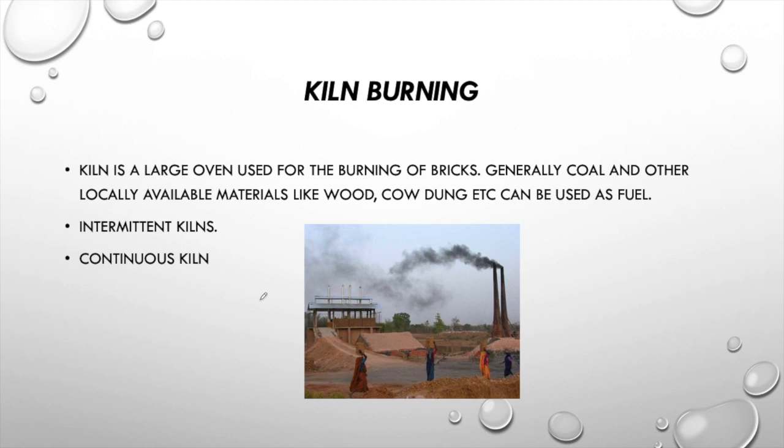Now in the kiln burning, or at the bhatta, you can see the kiln is a large oven used for the burning of bricks. Generally, coal and other locally available materials like wood, cow dung, etc. can be used as fuel for the kiln. The kilns are of two types, either intermittent or continuous.